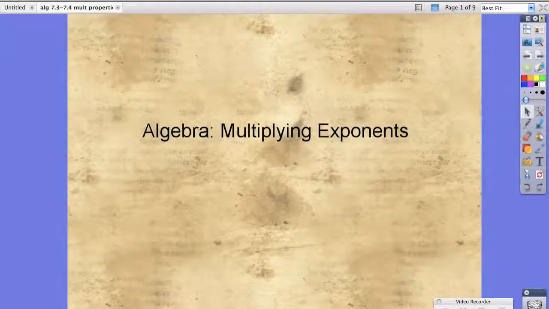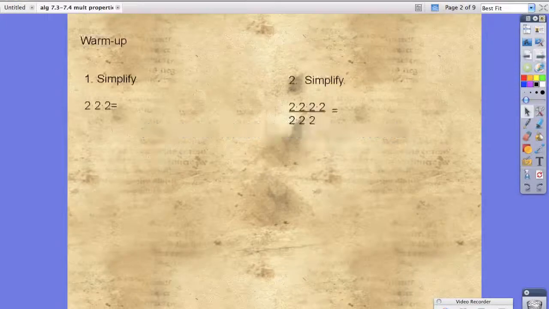Hello students. Today in your algebra class you're going to be working on multiplying exponents. So, couple quick warm-up problems. This will be a really good time for you to pause your screen and see if you could solve these on your own. Hopefully you've paused your screen and you're now just checking your answers.